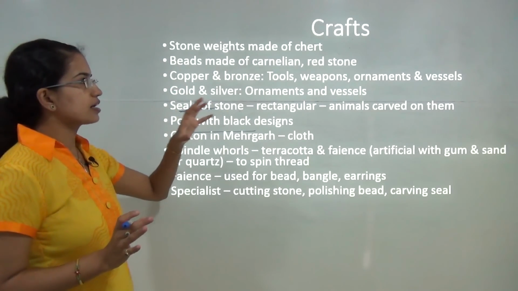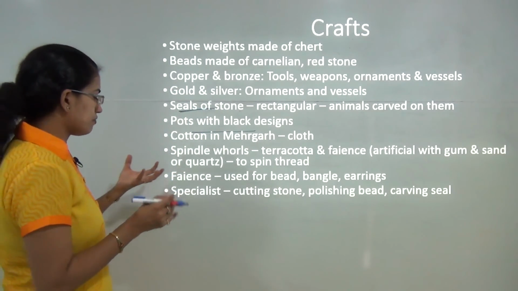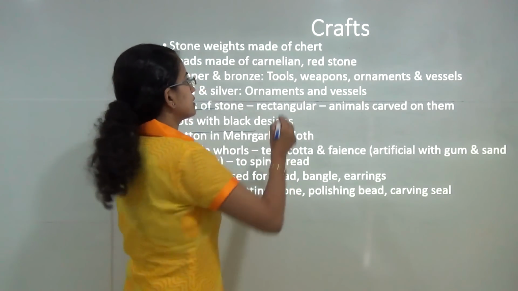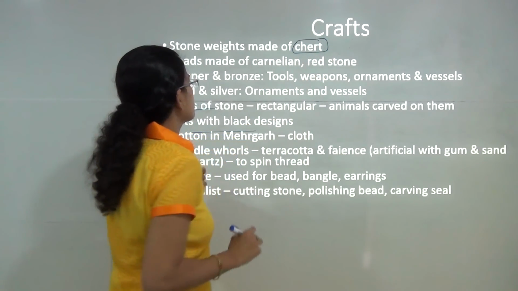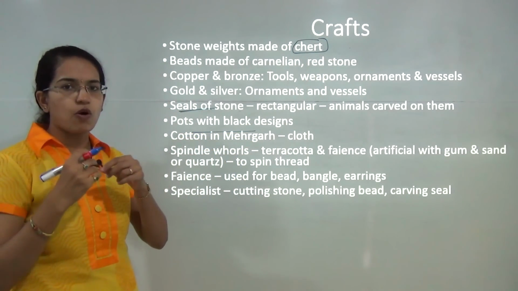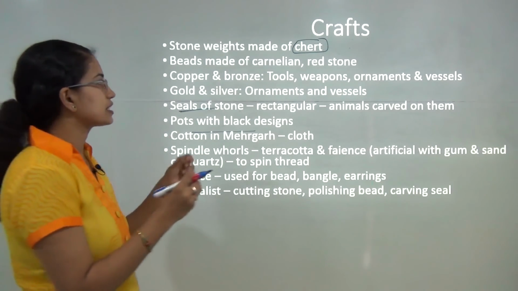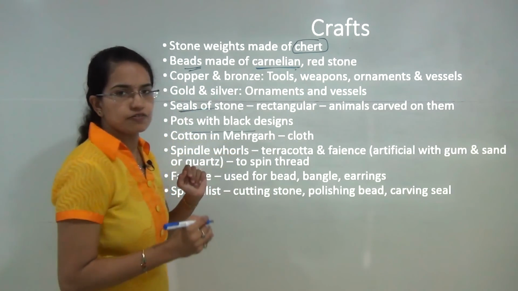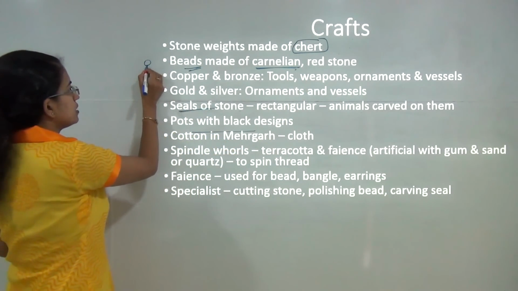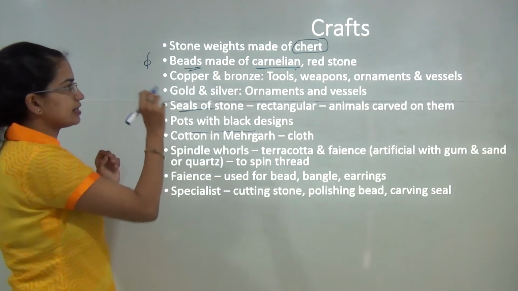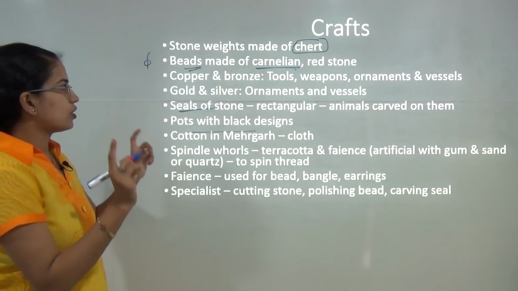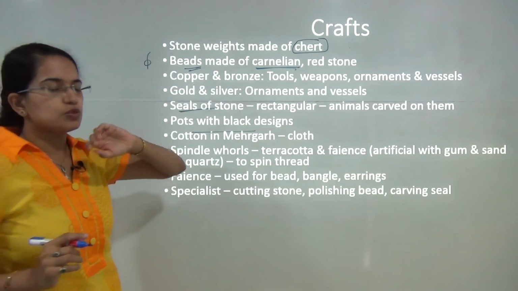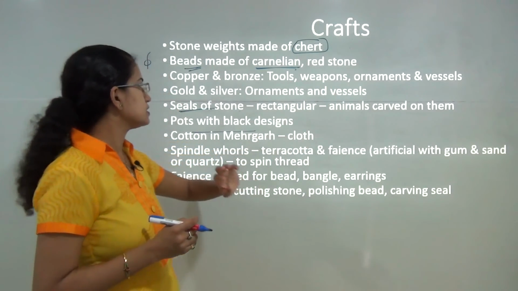Now, what were the crafts mainly made of? There were weighing tools. Weights were mainly of stone, and that stone was mainly chert. Then you had small beads formed for ornamental purposes, for creating necklaces and decoration. These beads were made of carnelian, a kind of red stone. Through each bead a wire used to pass, and jewelry and ornamental designs were created from these beads. Copper and bronze were mainly used for weapons, tools, ornaments and vessels.